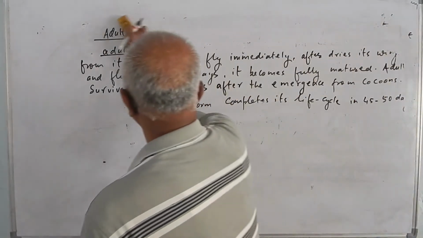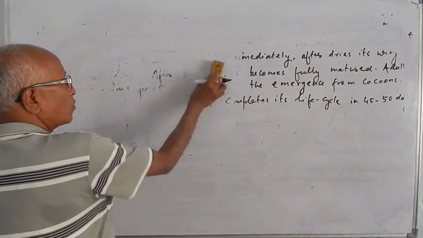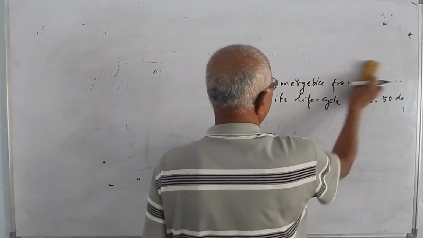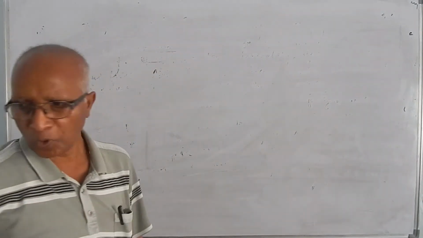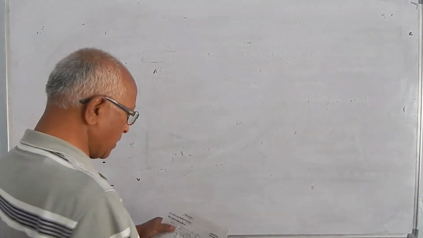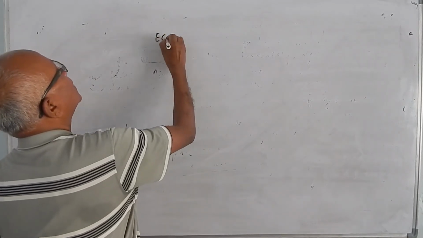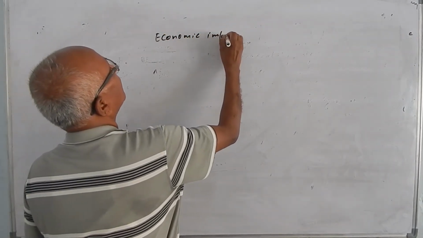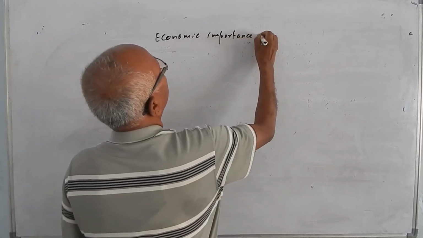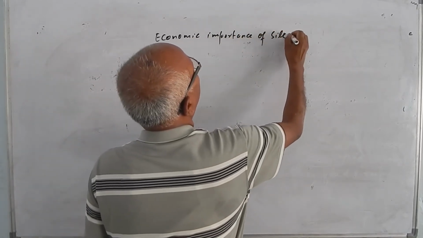So in this way, the life cycle of silkworm completes these 4 stages: eggs, larva, pupa, and adult. So, what is the economic importance of silkworm?